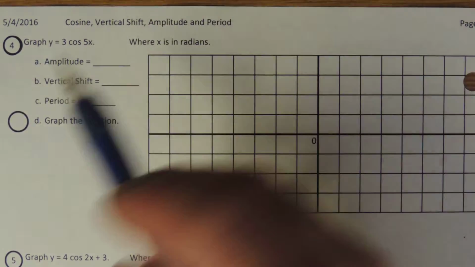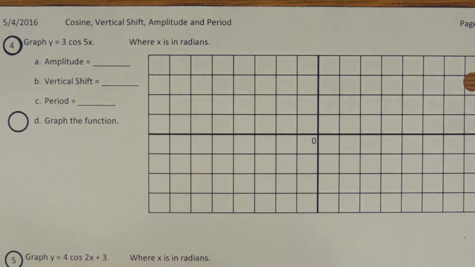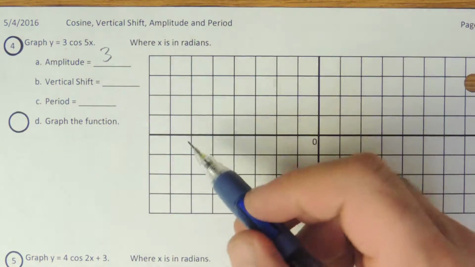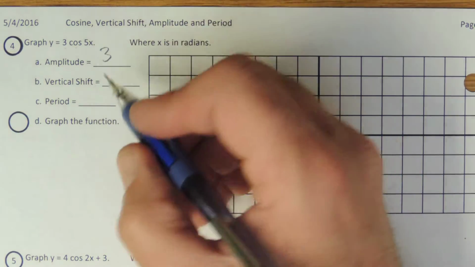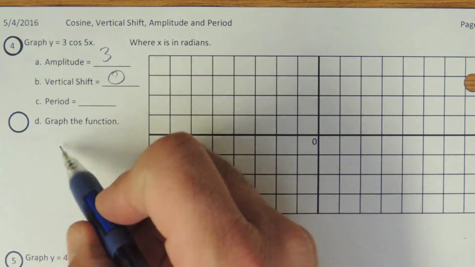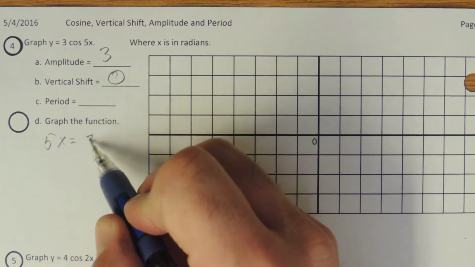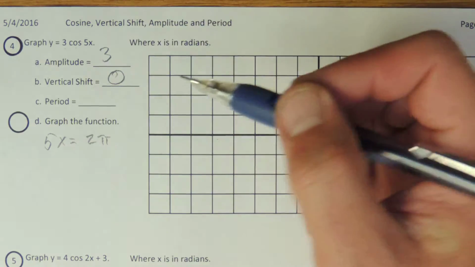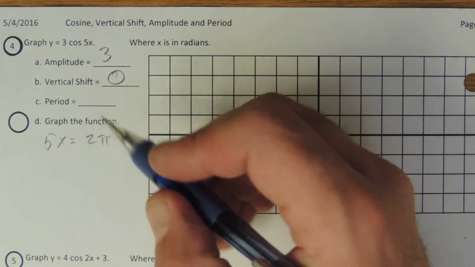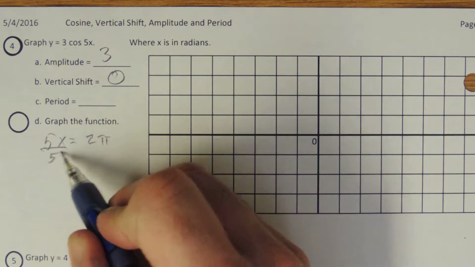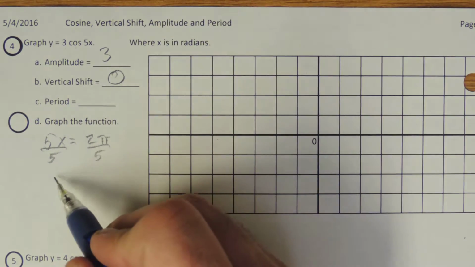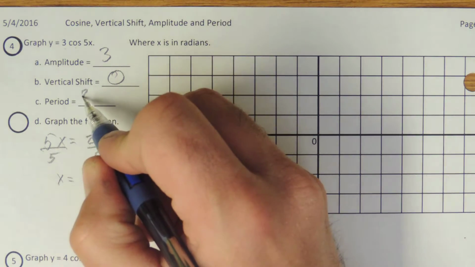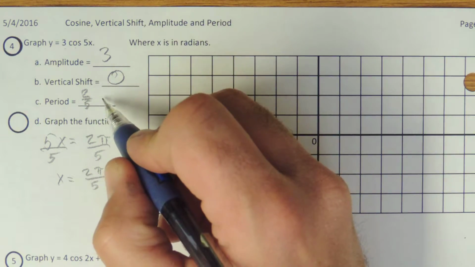Okay. Now that you've found the amplitude, vertical shift, and period of problem 4, amplitude, of course, was 3, because I have 3 times the cosine. Vertical shift, again, is 0. And my period, I will have 5x equal to 2 pi. So when 5x goes to 2 pi, the cosine will think that it has gone through an entire cycle. Solving for x, I divide by 5. X equals 2 pi over 5, or 2/5 pi.